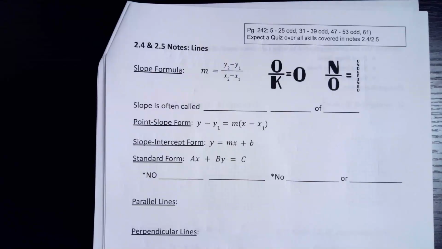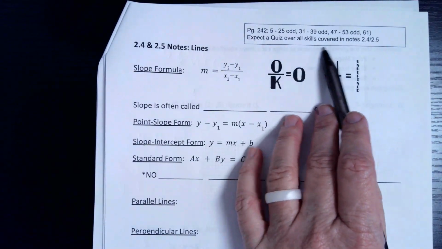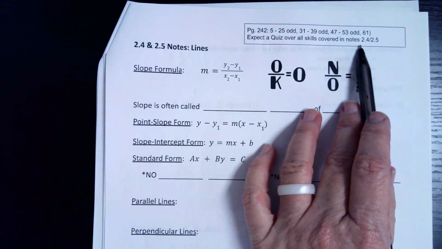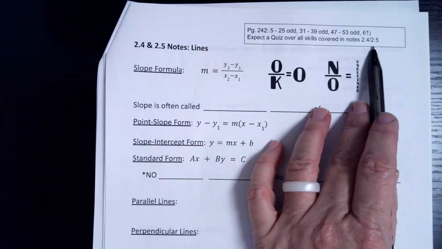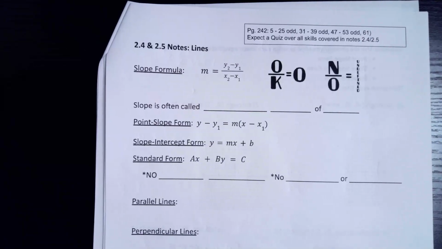So I'm cramming them together. Okay? So 2.4.5, I'm going to have you expect a quiz over all the skills that were covered in these notes. Okay? So we're just pretty much going back to, actually it goes before Algebra 1. You learned about y equals mx plus b in Algebra 1 for the first time. Now that's actually 8th grade math. In Algebra 1, they find out about standard form and point slope form and other forms like that.